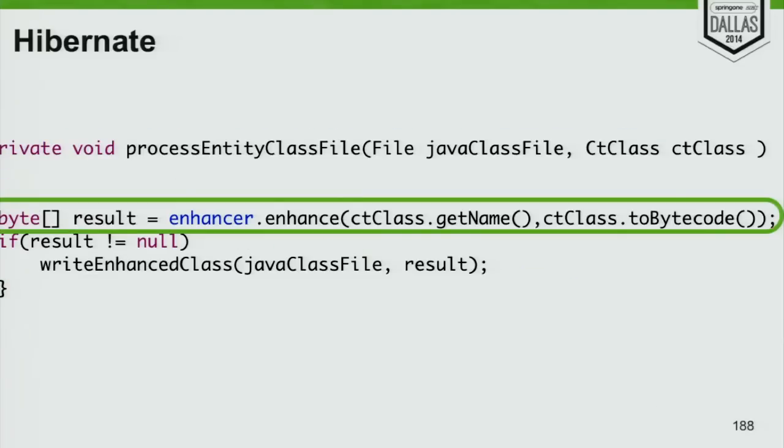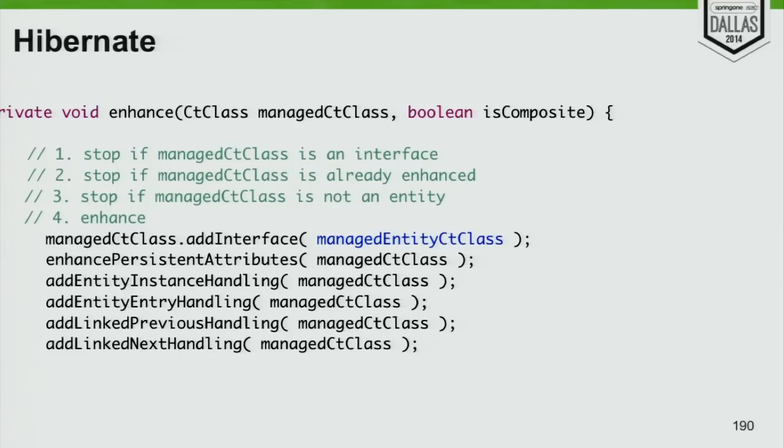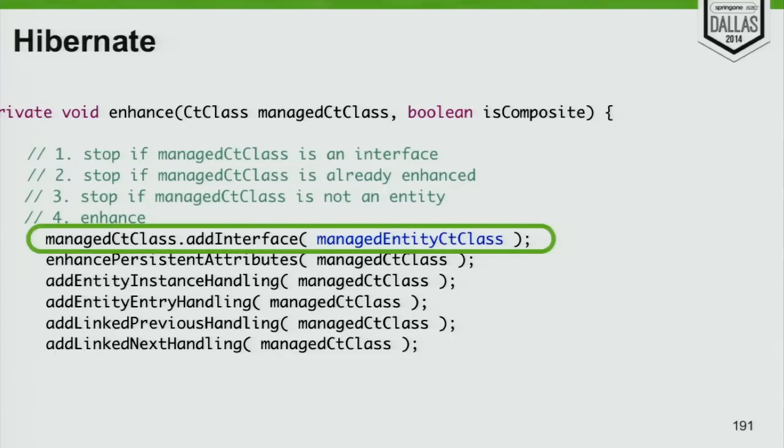There's an enhancer, and the enhancer is actually the object that has all the Javassist manipulation in it. So if you're curious to see more than I'm showing, you can pull up the enhancer in the source code. And it does a lot of work. One thing I will note here is that Hibernate uses interfaces to tell when it's enhanced an entity. So number 2 there you can see is that it won't instrument it if it's already been enhanced. Well, it checks that by looking at the interfaces on the entity.